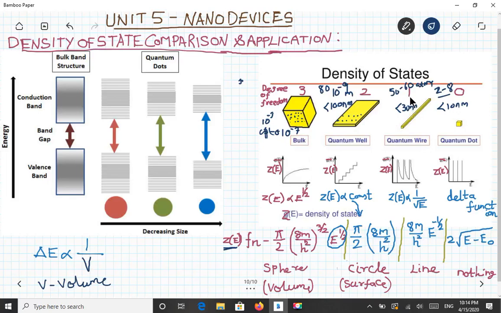Here, if you see, only 1 is the degrees of freedom, that is, it can move only in a straight line. It cannot move in this way or in this way. It can only move in this way. So the degrees of freedom is 1. And the density function here is 1 by root of E.